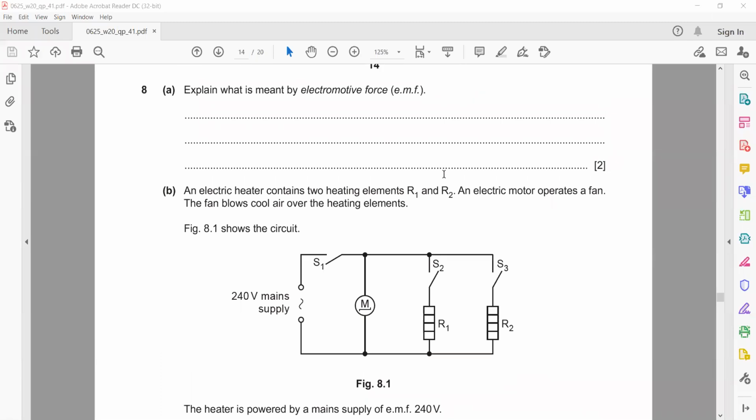Explain what is meant by the term electromotive force, the definition of EMF. It is the work done on a unit charge to move the charge around a closed circuit. So how much work we do on a charge so that it can move in a closed circuit, we call that electromotive force. When chemical energy changes to electrical energy, you can mention that point as well.